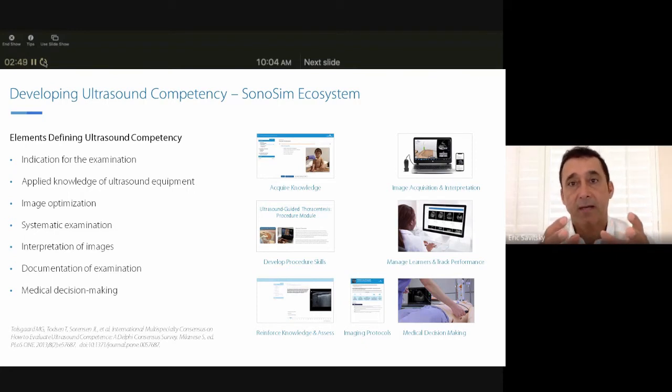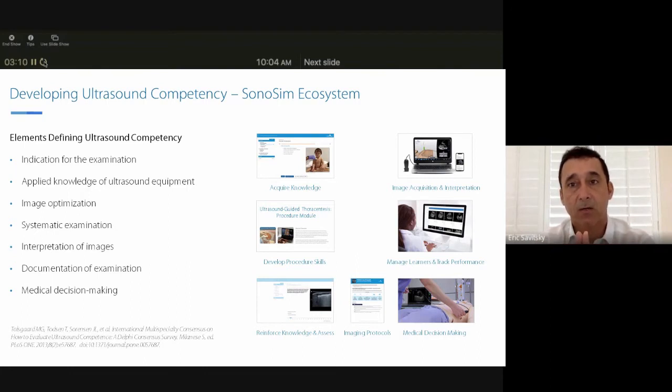Once you have the baseline knowledge of the topic, then you have to develop the image acquisition and image interpretation skills. That's the SonoSimulator. And we'll scan 3 cases today, 3 real pediatric cases, and apply some of that knowledge. Here it's learning how to acquire and interpret the imagery.